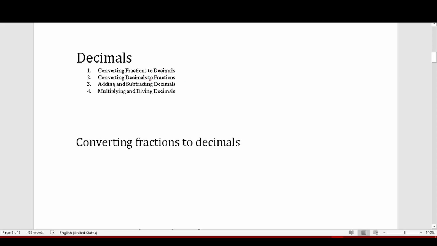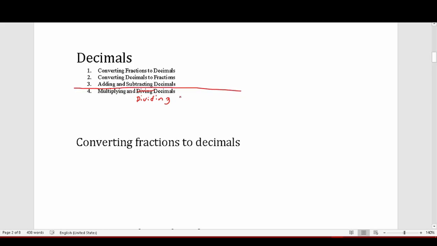In the first part, I'm going to talk about how you can convert fractions to decimals. Then I'm going to talk about how you can convert decimals to fractions. After that, I'm going to talk about how you add and subtract decimals. And then last, I'm going to talk about how you divide and multiply decimals. This says diving, should say dividing. Okay, sorry about that.